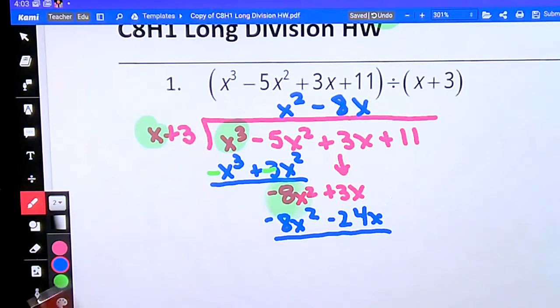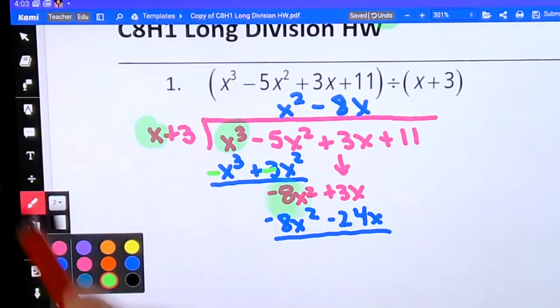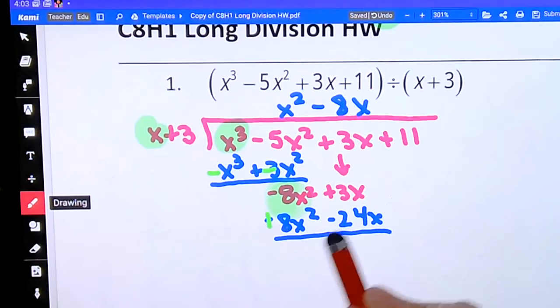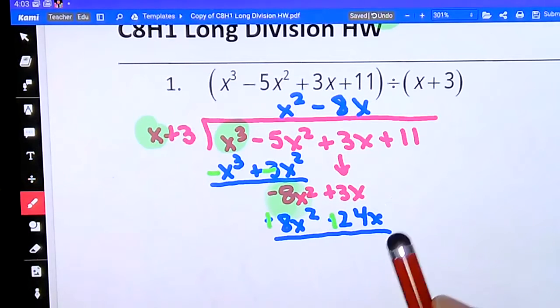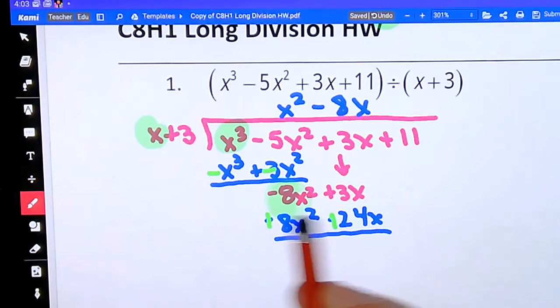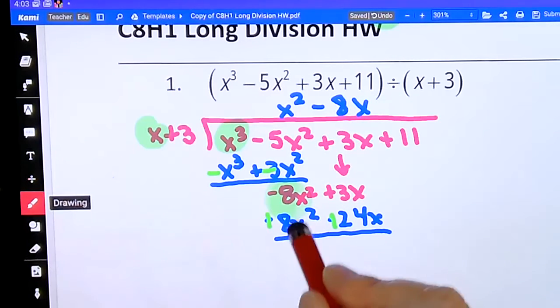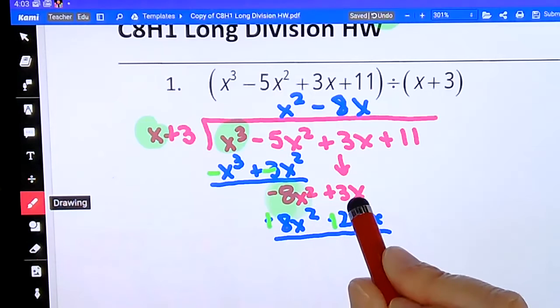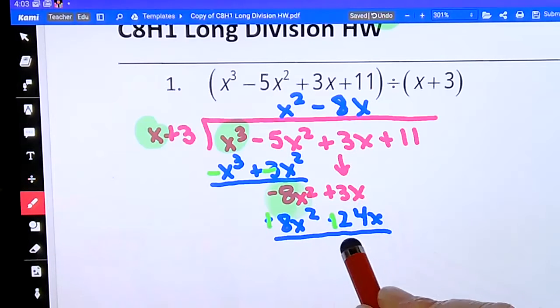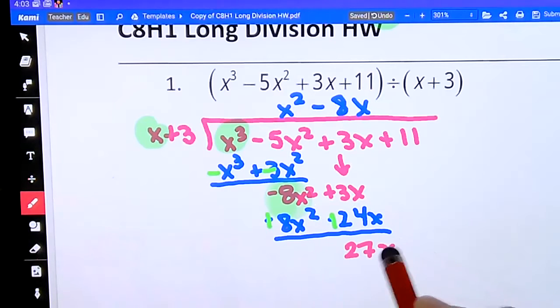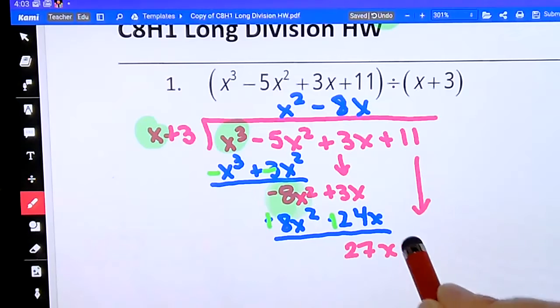And then I am going to subtract. So that means I'm going to switch the sign. So this becomes a positive and this becomes a positive. And so when I do that math, that's going to cancel out. I get a 3x and a 24x, which is a 27x. I'm going to bring down my plus 11.